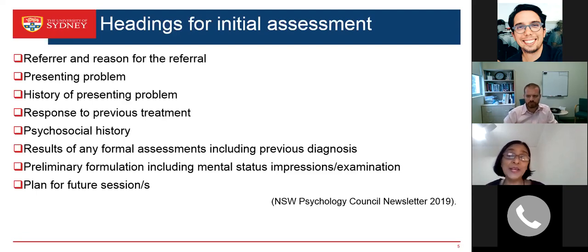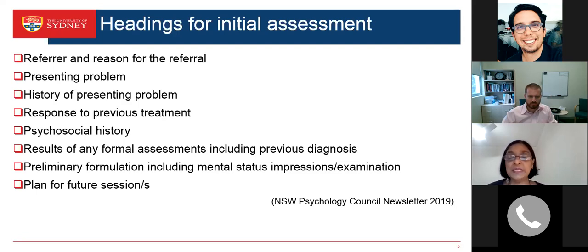Obviously, there might be collateral there. It may be a family member who was actually the person who instigated the process. Presenting problem, the history of that problem, any previous treatment and response to treatment, some psychosocial history. This gets interesting because this touches on that point of privacy. Do I want to know every single little thing about that person's life, or what aspects of the psychosocial history is important for me to know to understand the presenting problem and the history of that problem, and that might be very important in terms of informing treatment.